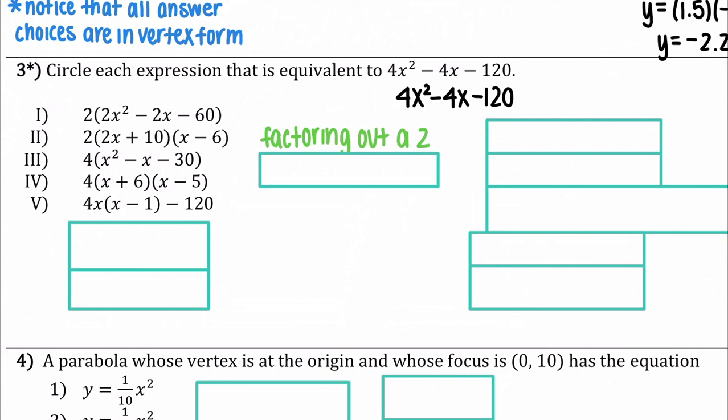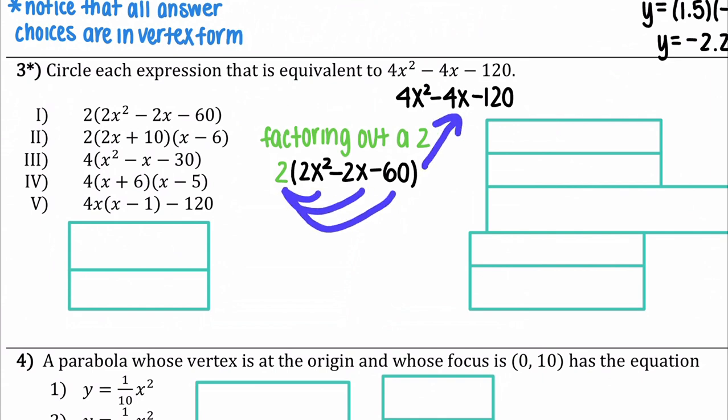If we were to factor out a 2 from each term, and once again, because it's an expression, we cannot divide out the factor of 2. We have to keep it. So we have 2 times 2x squared minus 2x minus 60. If we were to distribute and just double check, yep, indeed, that is correct. And if we look right here, we can verify choice 1 is nice.